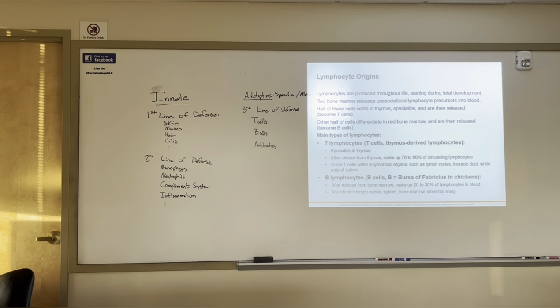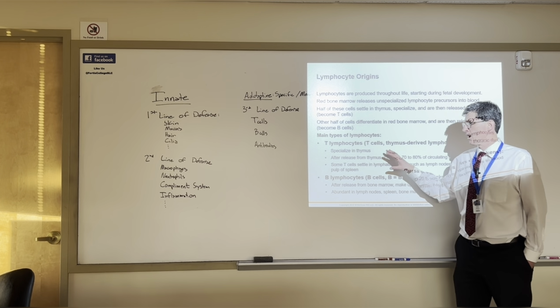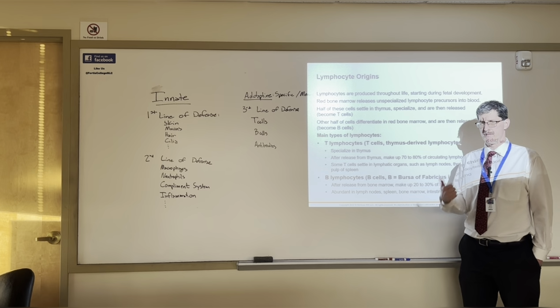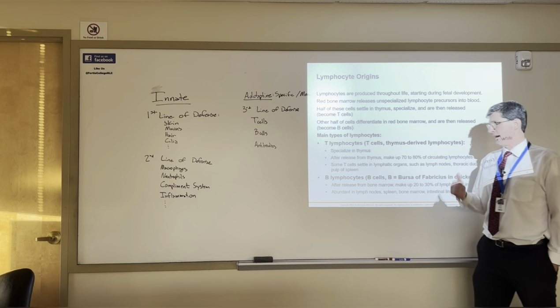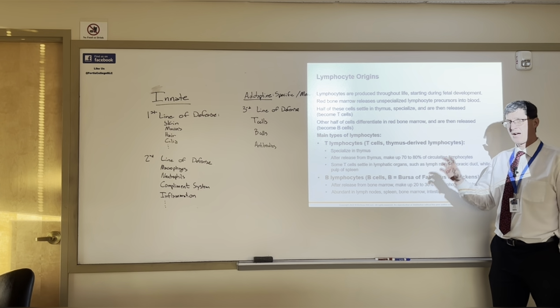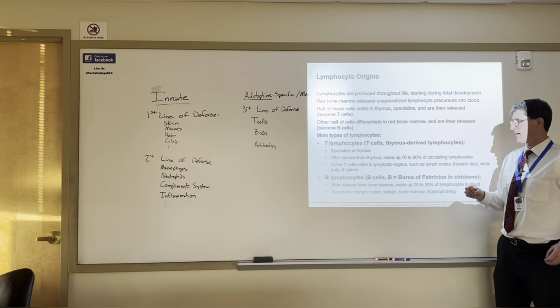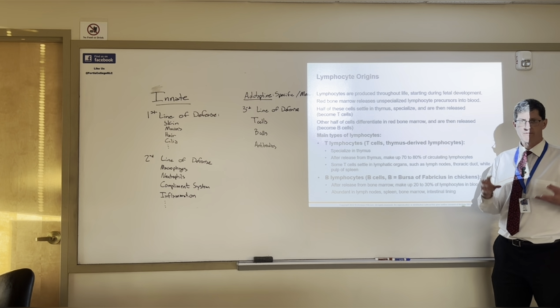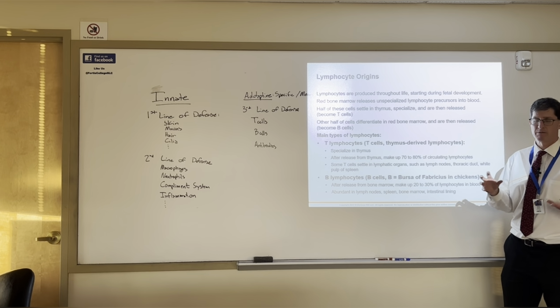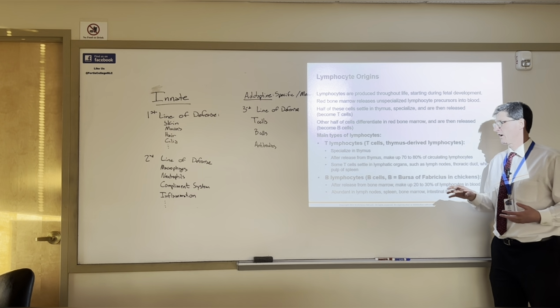So when we talk about the third line of defense, all of the cells in the third line of defense come from the same place. They all are born in the bone marrow. That having been said, in order for these cells to actually function as immune system cells, they have to mature and they have to be trained, so to speak, to be able to fight off the infections.